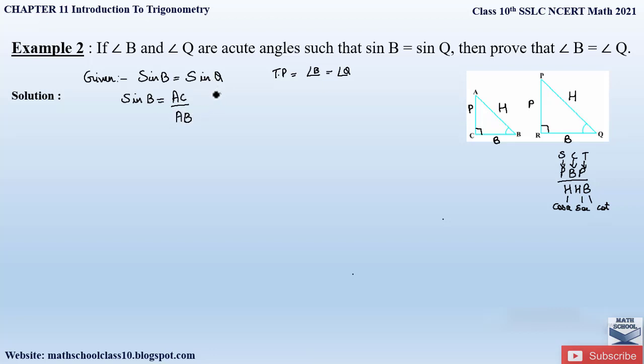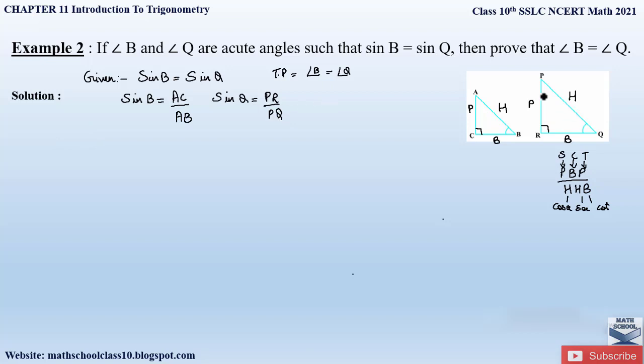Similarly, what is sine Q? Sine Q is equal to, we have to look in the triangle PQR now. Again it is the perpendicular by hypotenuse, it is PR by PQ. Okay, now since they have given us sine B is equal to sine Q, then we can equate the values of sine B and sine Q here. So therefore we are going to get AC by AB is equal to PR by PQ.